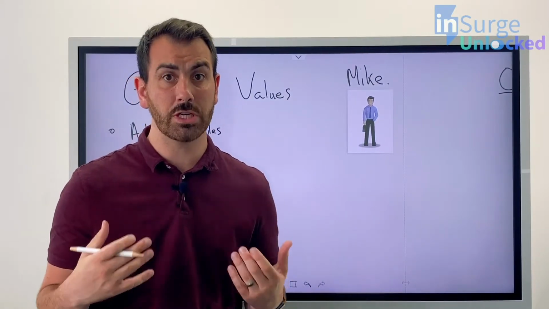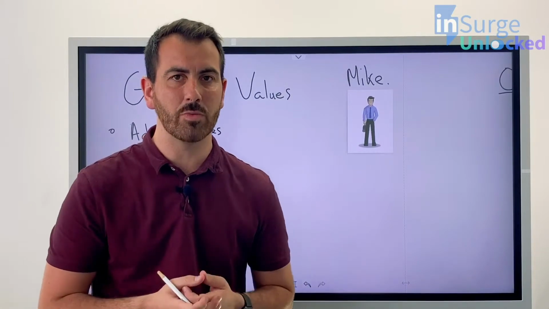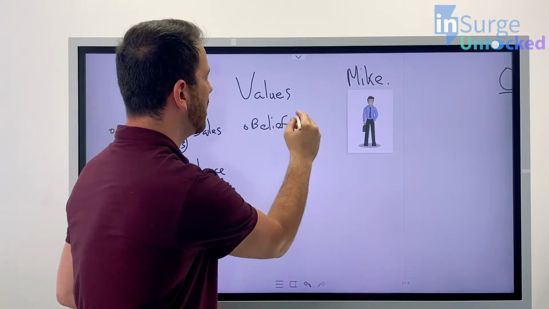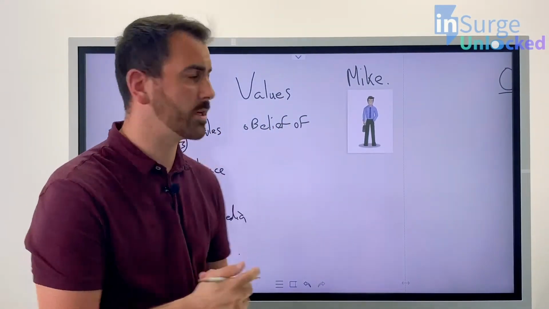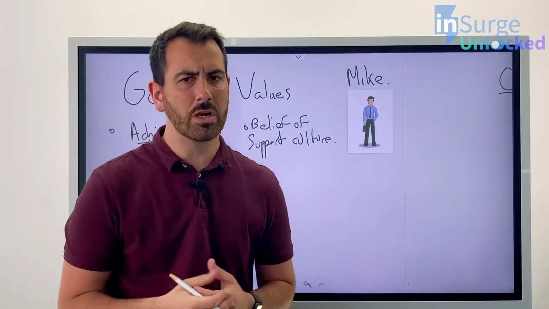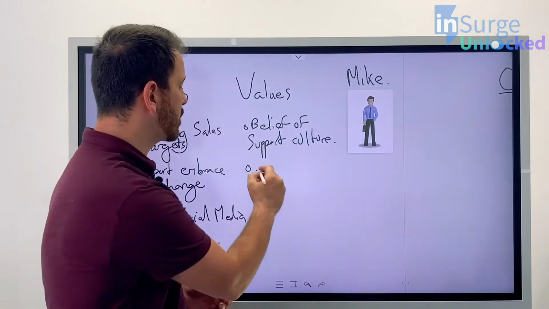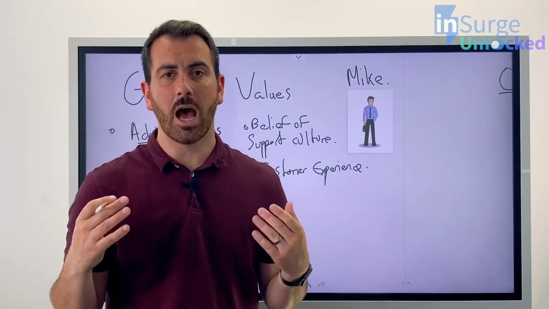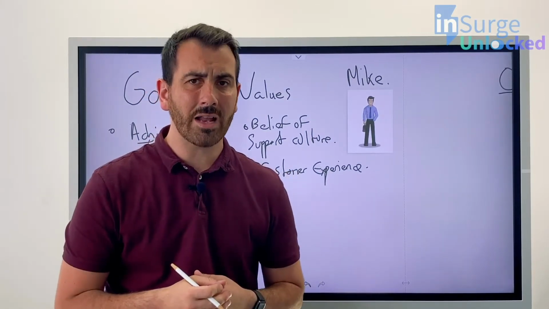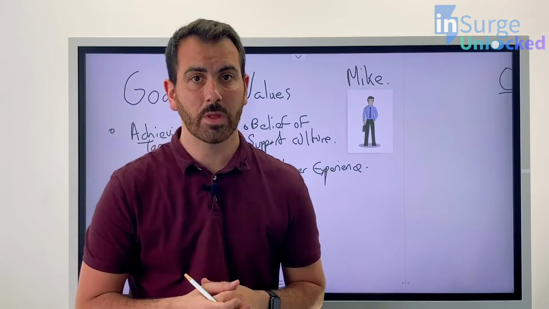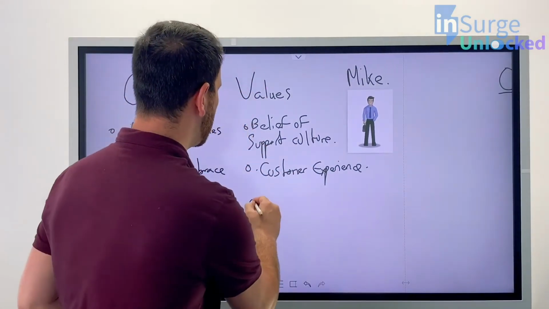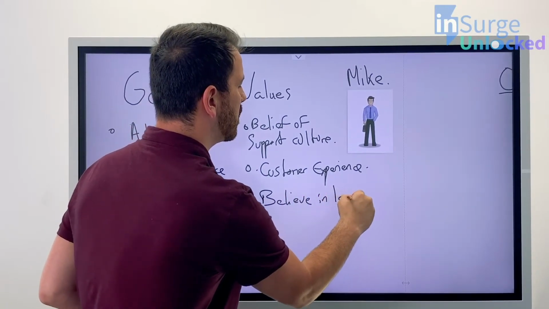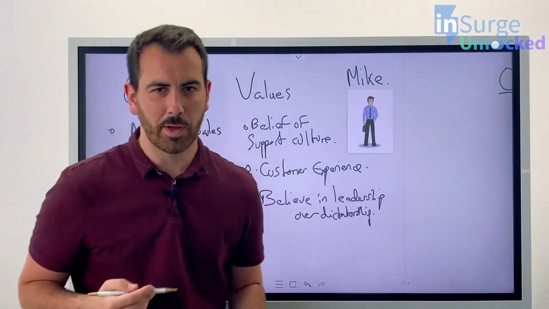Now, let's talk about his values. Let's talk about the kind of person he is and the kind of person that he aspires to be within his business. So, firstly, Mike has a belief of a real support culture within his business. That will be something that will be really, really important to Mike. And to go hand in hand with that, customer experience. People like Mike are going to want to have the customer and their employees at the core of everything they do. And to follow from that as well, Mike will believe in leadership over dictatorship. I'm not great with the pencil, but you get the point.